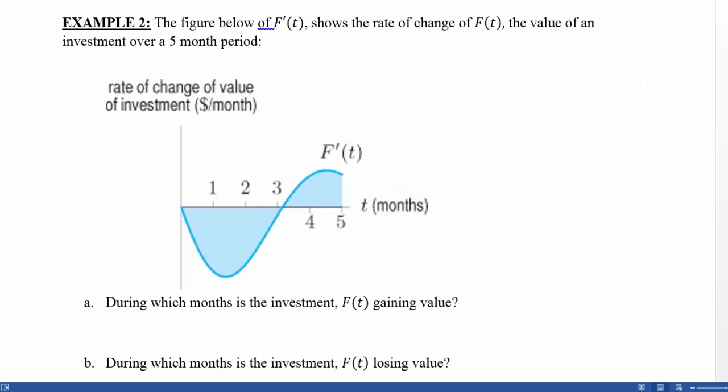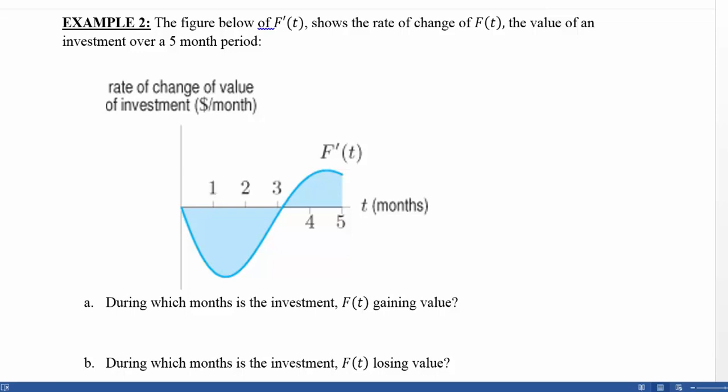Example 2. The figure below of f prime of t shows the rate of change of f of t, the value of an investment over a 5-month period. We want to use this rate of change of value of the investment to answer the following questions. Part A. During which months is the investment gaining value?